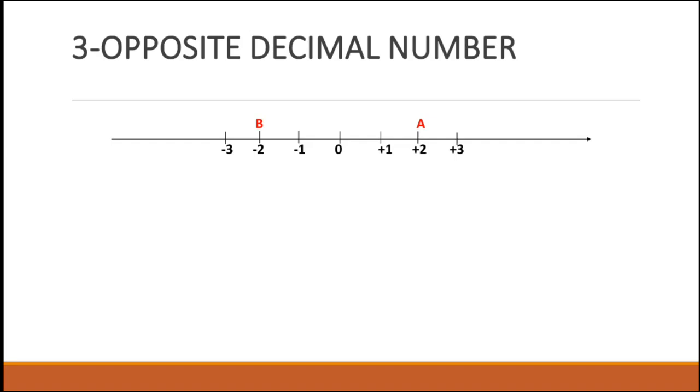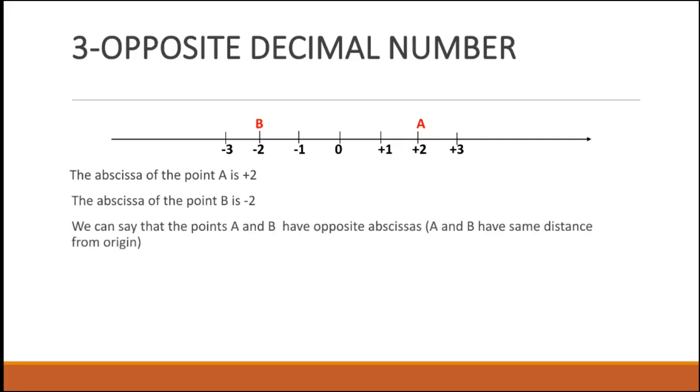What about opposite decimal numbers? Here again, in the abscissa axis, the origin is O of abscissa 0. The abscissa of A is plus 2. The abscissa of B is minus 2. A and B have the same distance from 0. OA equals 2 and OB equals 2. I'm talking about the distance. Since both of them have the same distance from 0, the same number but with different signs, I can say that A is opposite to B and B is opposite to A.